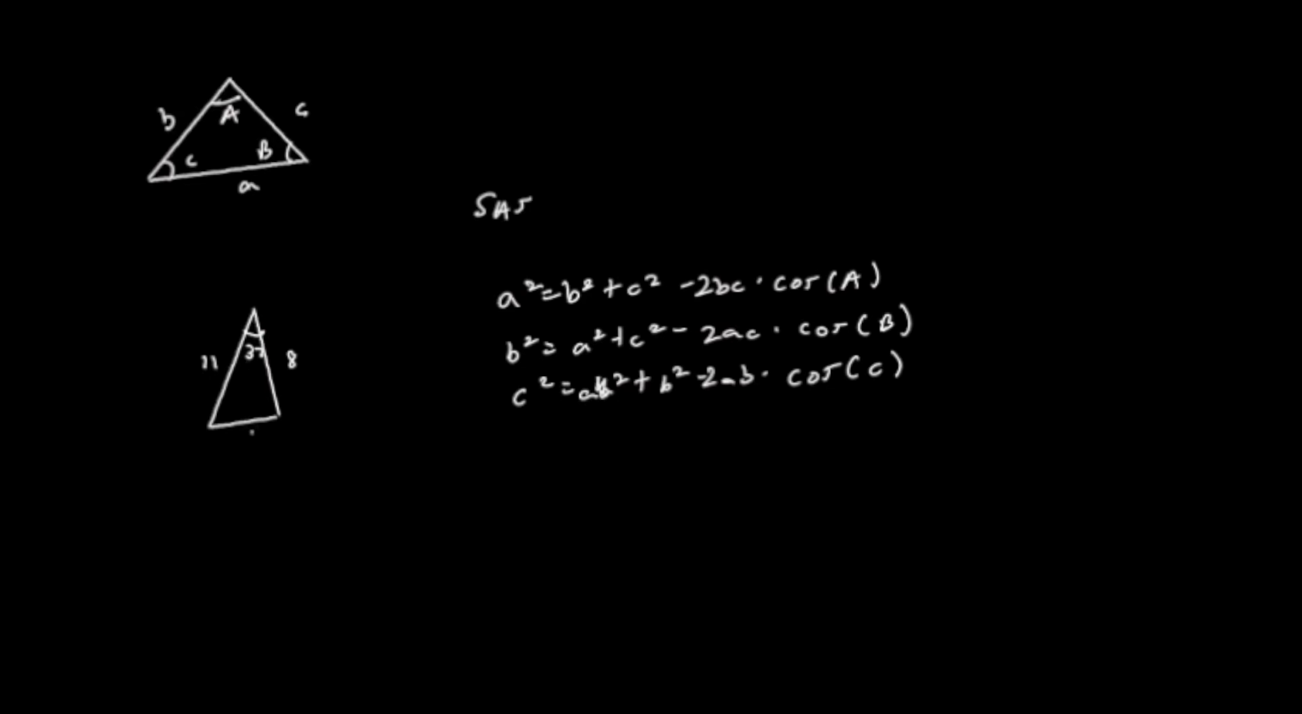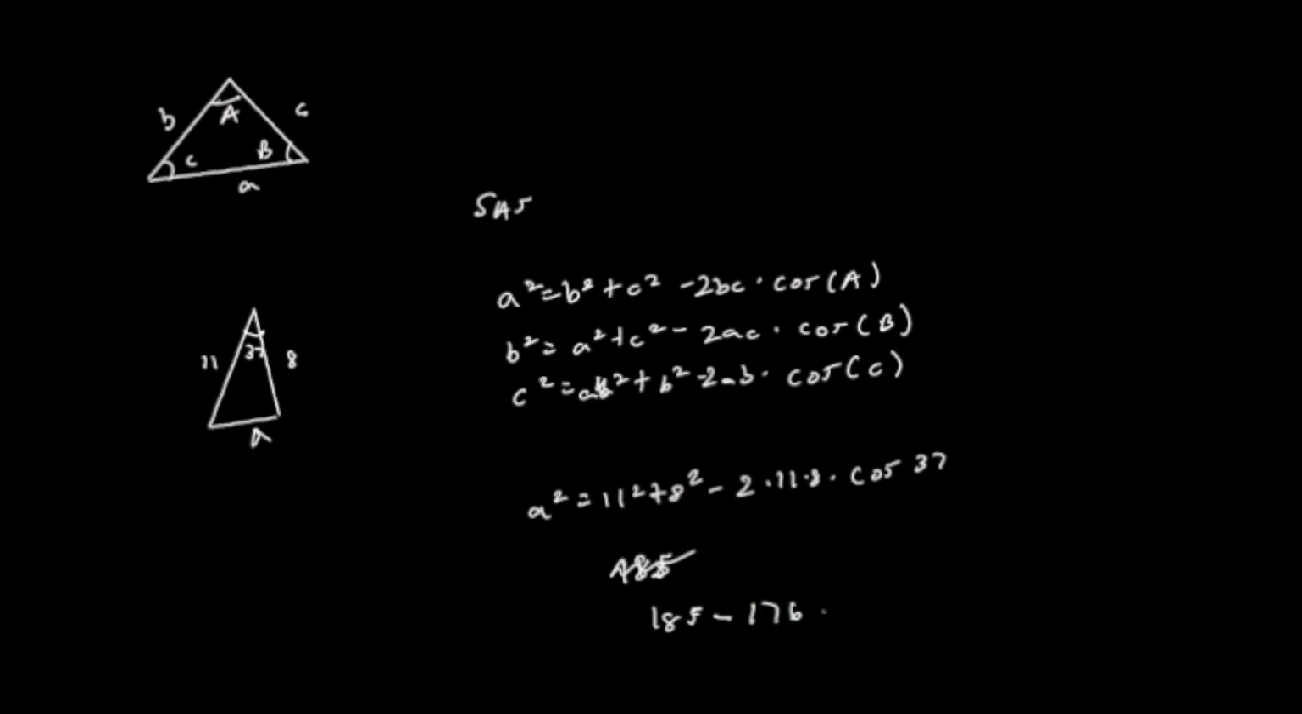Let's label this side as a, lowercase. So what we can do is a squared equals 11 squared plus 8 squared minus 2 times 11 times 8 times cosine of 37. If we first input this in our calculator, 11 squared plus 8 squared is 185. And then 2 times 11 times 8 gets a value of 176.